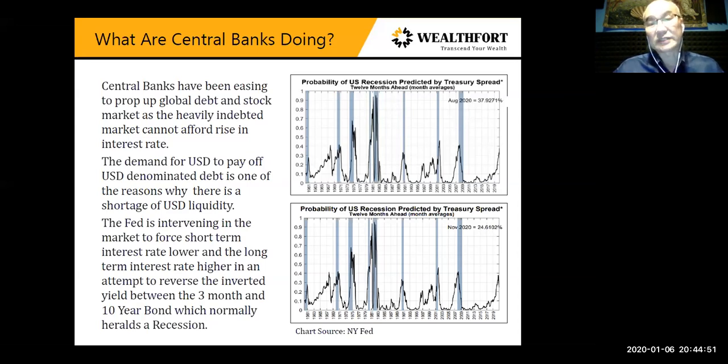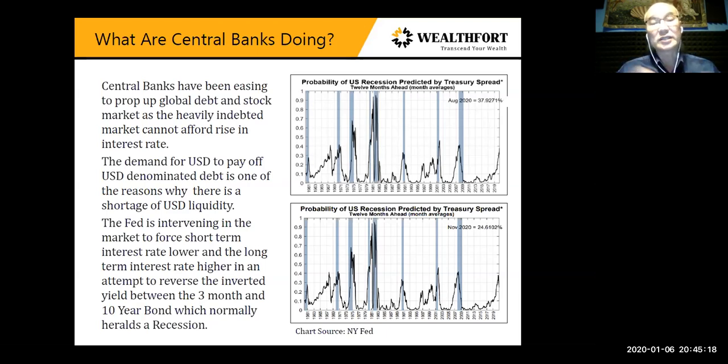Because as we say, what the Fed wanted to do was normalize interest rate at 5%, but at 2.5%, the whole market puked. So that's why we will never go back to normalization, and interest rate will continue to trend lower and lower where the US is concerned. So the demand for US dollar to pay off US denominated debt is one of the reasons why there is a shortage of US dollar liquidity.